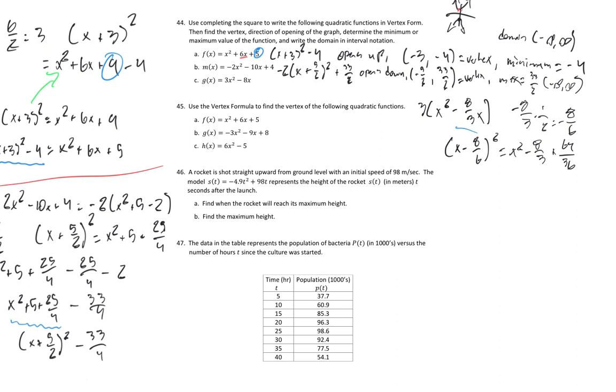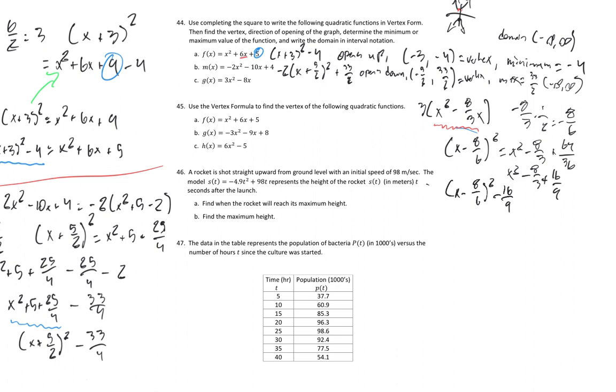Should simplify down to 16 over 9, I think. 8 over 3 plus 16 over 9. Okay, well, we need to adjust this to get just 3x, or x squared minus 8 over 3x. We want to adjust it to get this thing right here. So we'd have to take away this 16 over 9. Let's do that. So then we have x minus 8 over 6 squared minus 16 over 9.